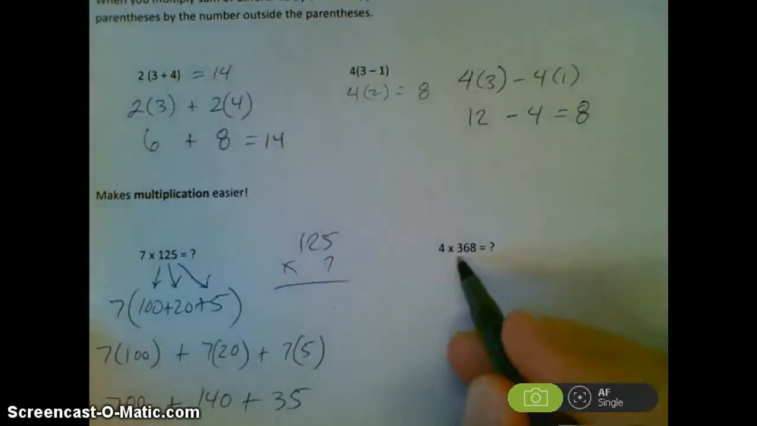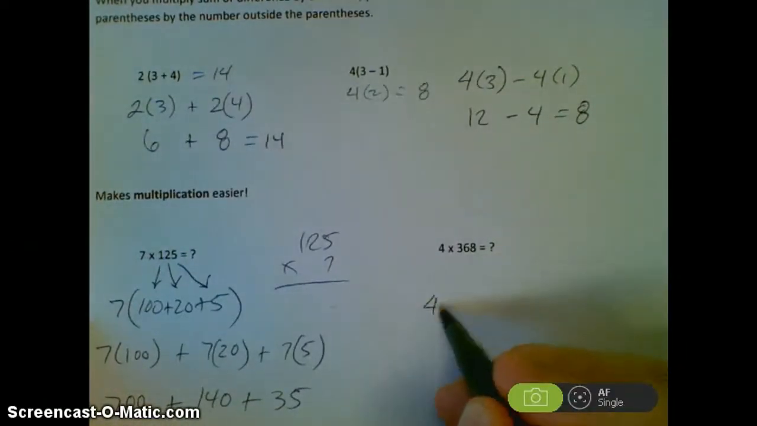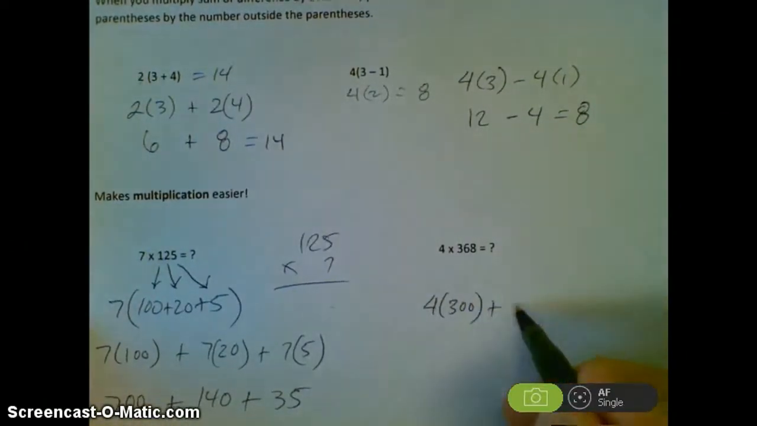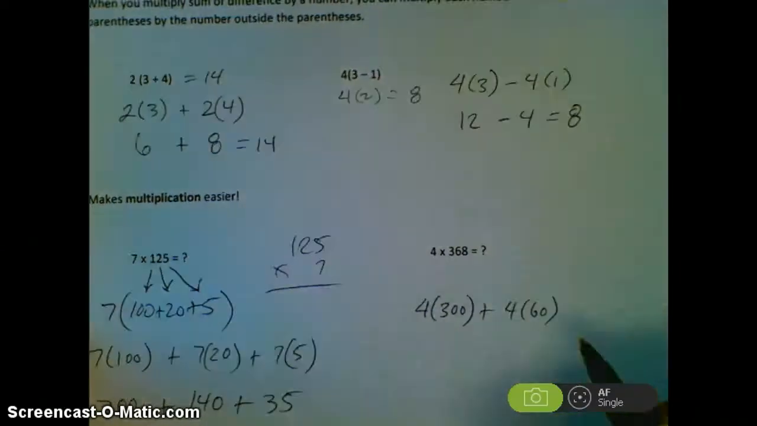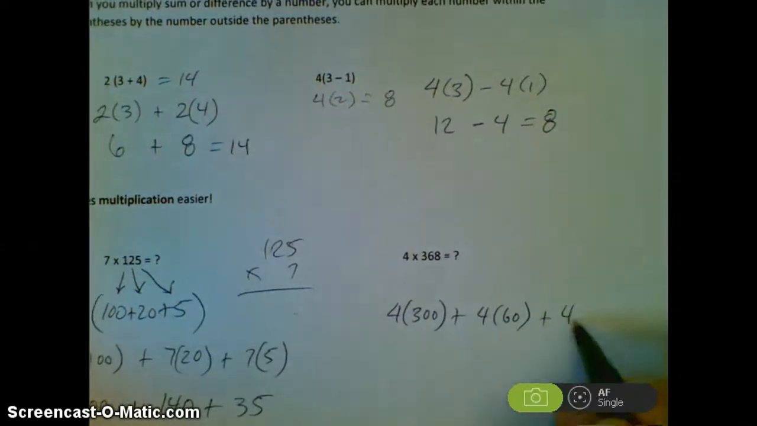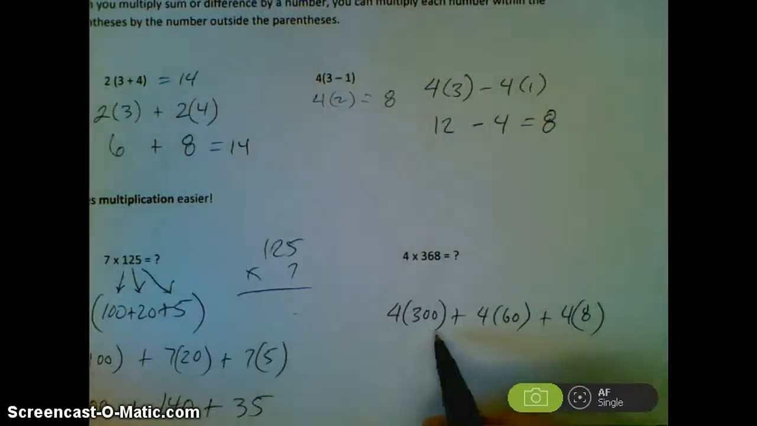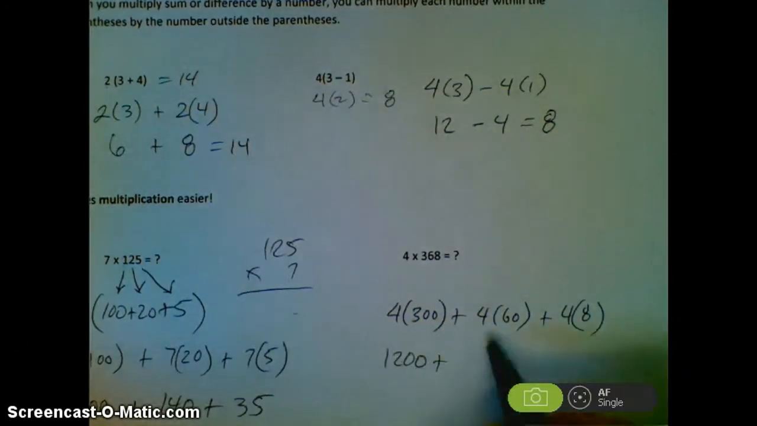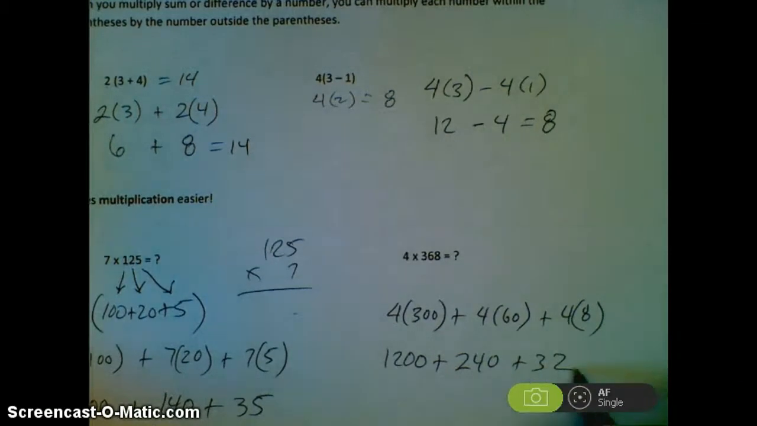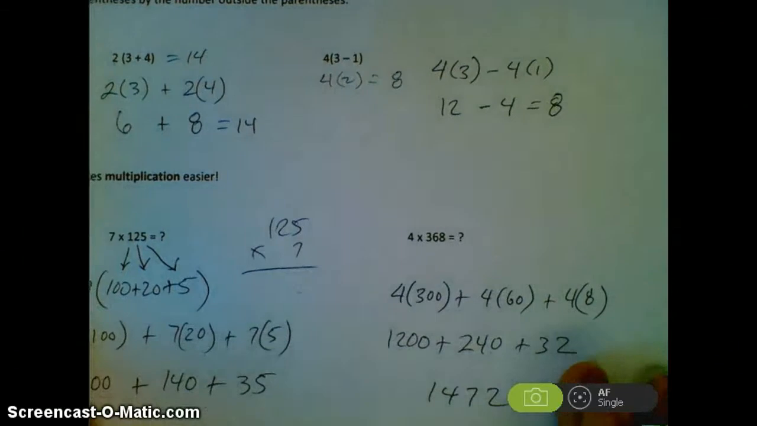Same thing here. 4 times 368, instead I can do 4 times 300 plus 4 times 60 plus 4 times 8. 4 times 300, let's see, that's 4 times 3 is 12, add my 2 zeros, 1200, plus 4 times 60, that's 240, and 4 times 8, I remember, is 32. Now I can just add all those together. Let's see, that's 1440 plus 32 is 1472. So the distributive property can make multiplication easier for you.